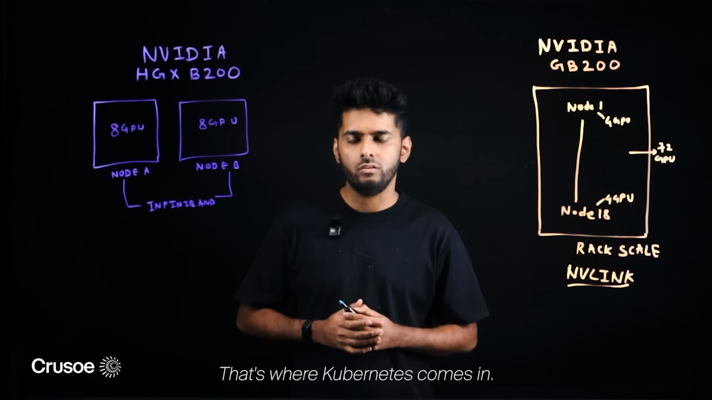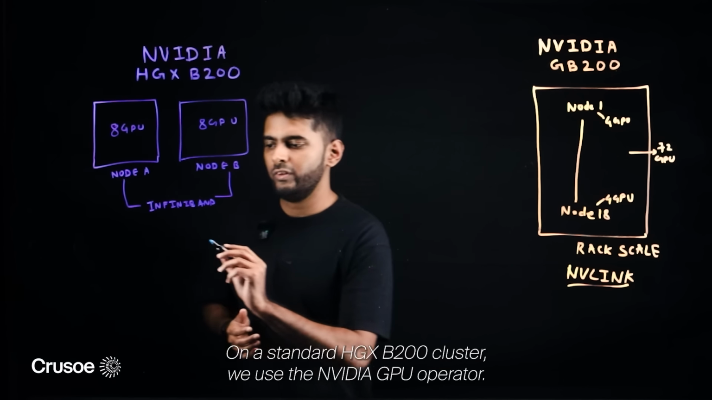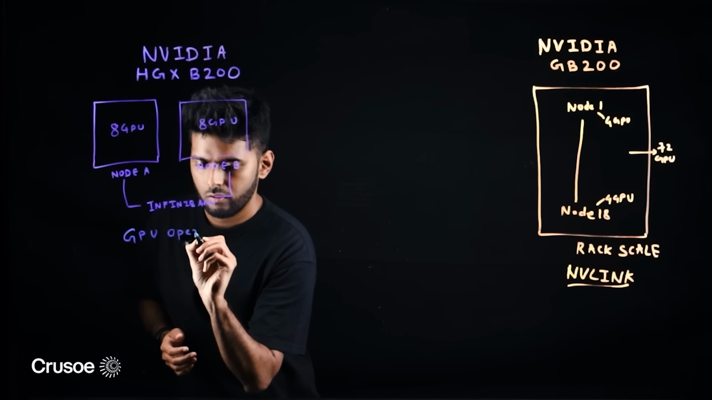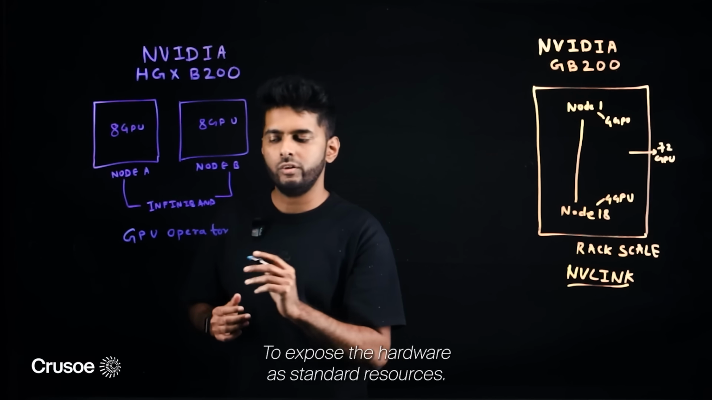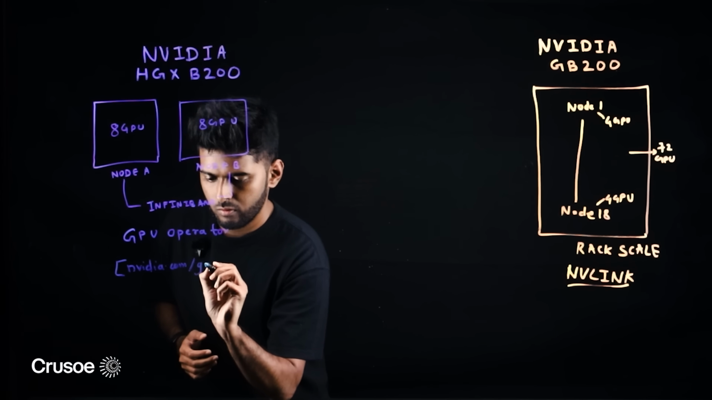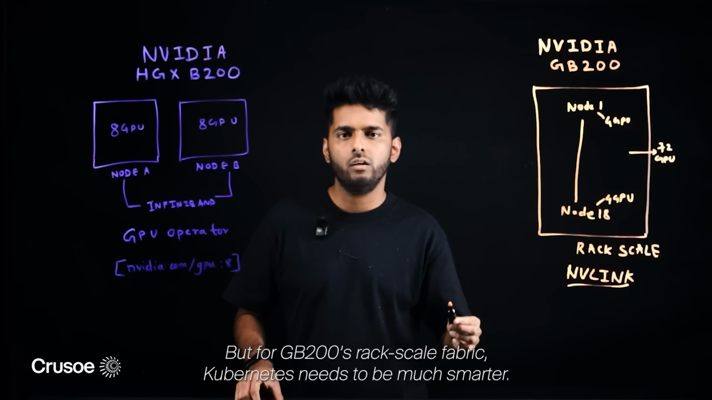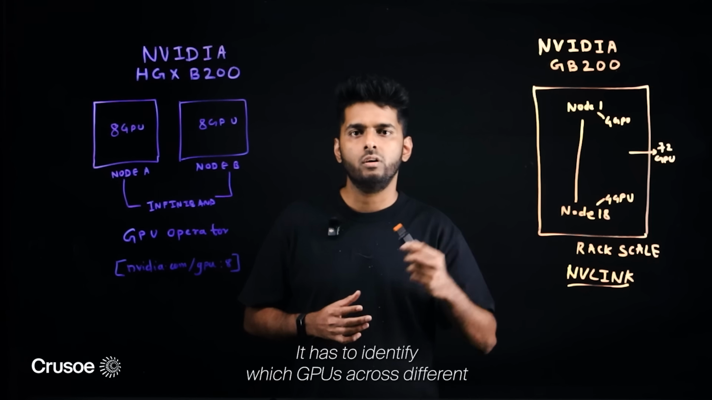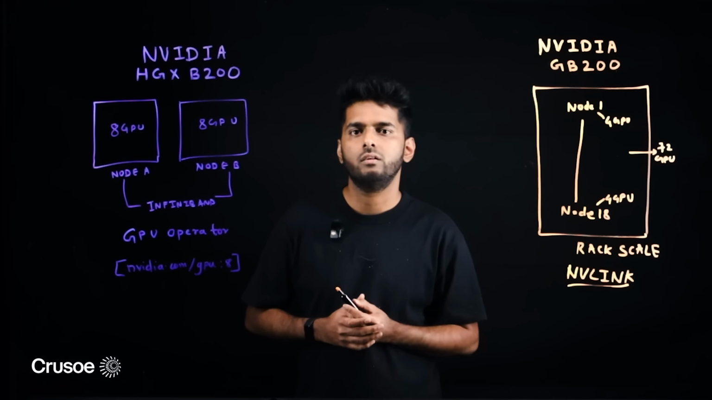That's where Kubernetes comes in. On a standard HGX B200 cluster, we use the NVIDIA GPU operator to expose the hardware as standard resources. But for GB200's rack-scale fabric, Kubernetes needs to be much smarter. It has to identify which GPUs across different nodes are part of the same high-speed NVLink domain.